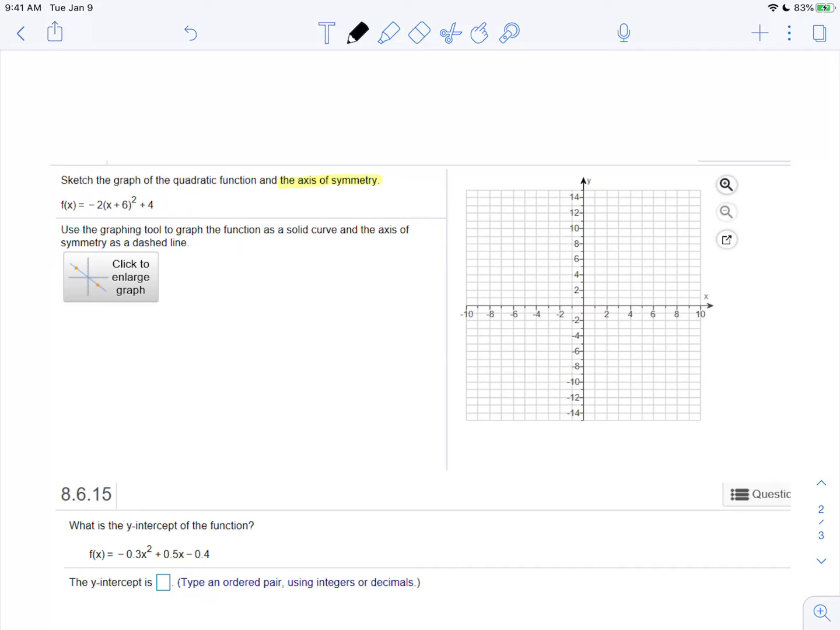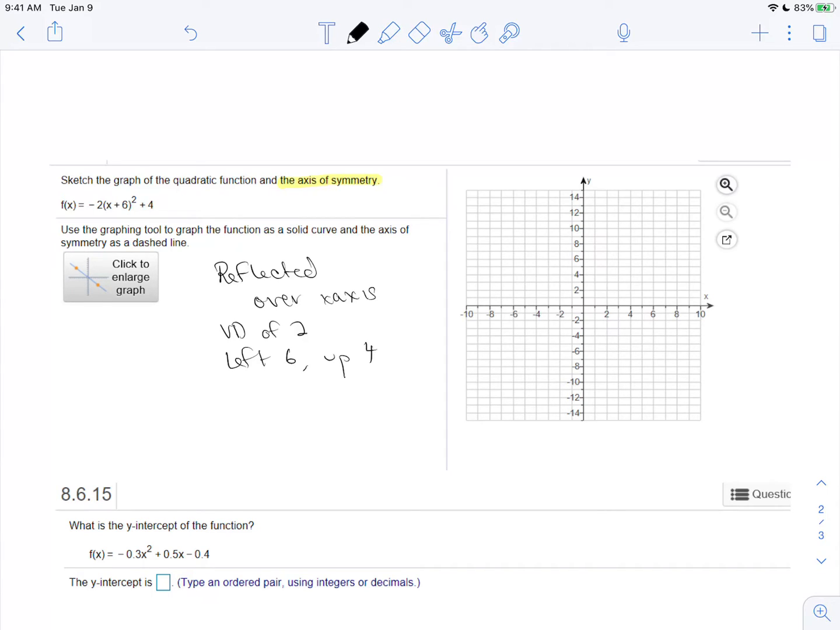So this graph has a vertical dilation of 2. It's been reflected over the x-axis. It goes left 6 and up 4. So let's just write that out. It's reflected over the x-axis, vertical dilation of 2, left 6, up 4, right?